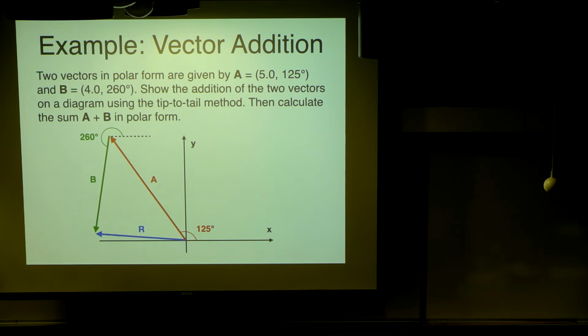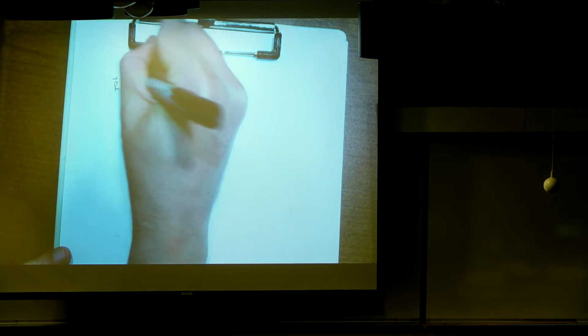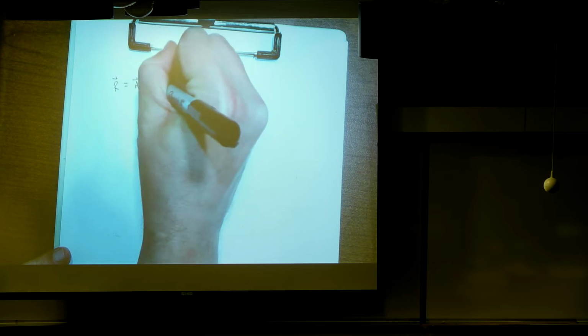Now let's do a calculation. You guys remember how this works? How should I calculate the sum? Yeah, just add up their components, right? It's super easy to add vectors as long as everything is broken up into components, right? So let's start by just writing A and B separately in component form. So the resultant vector, I'll call that R, is A plus B. We're trying to figure out what that is.